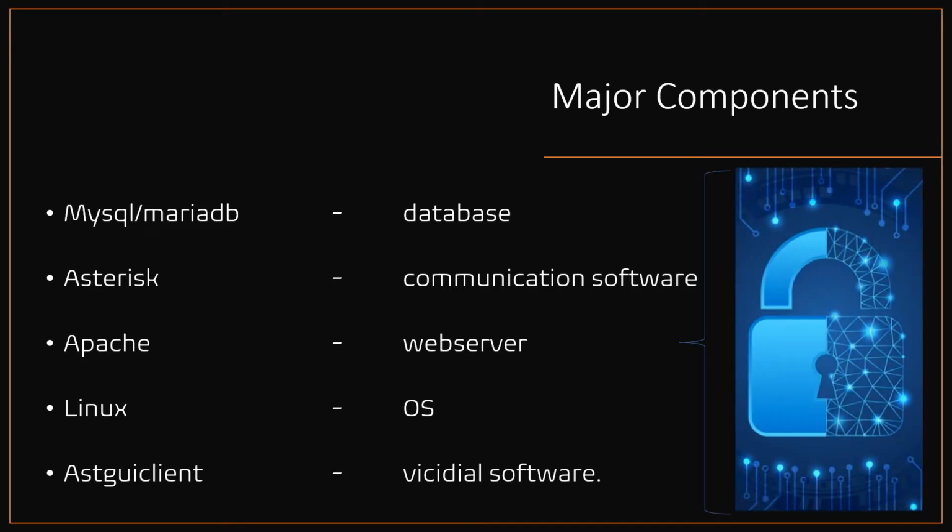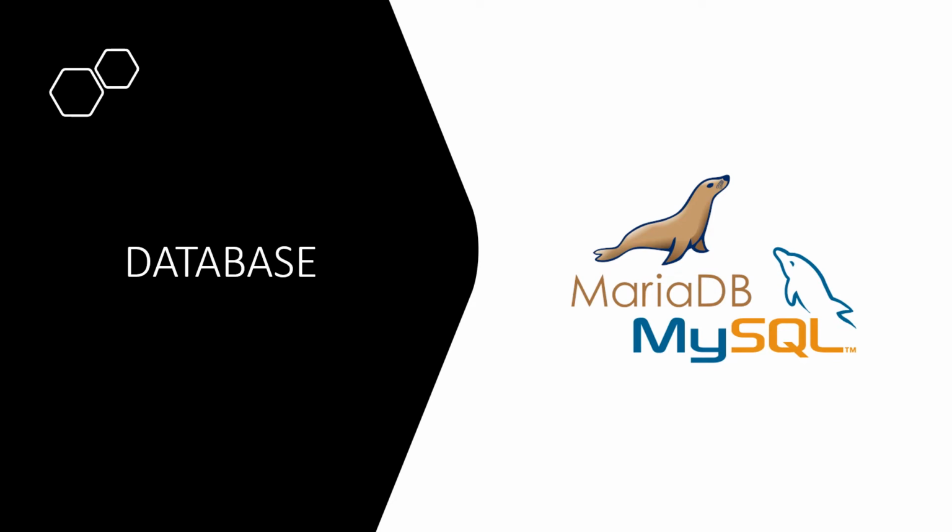In this video, I'm going to focus on hardening these components related to Vicidial operation. First, we will proceed with database hardening. Vicidial uses MariaDB as its database engine. MariaDB server is one of the most popular open source relational databases. With regard to Vicidial operation, there are a few loopholes related to MariaDB configuration which need to be secured.